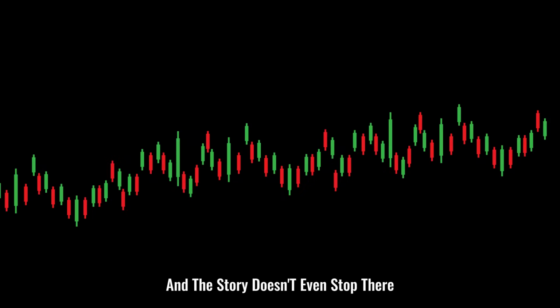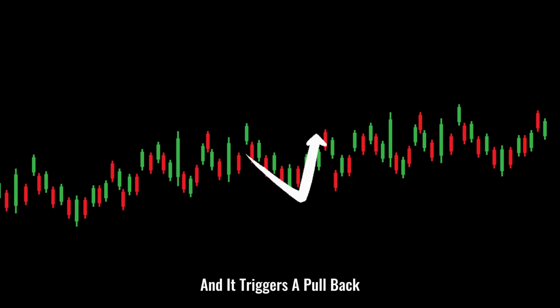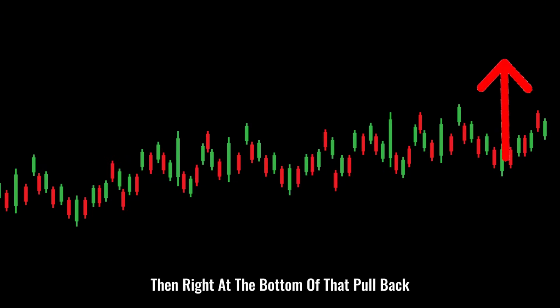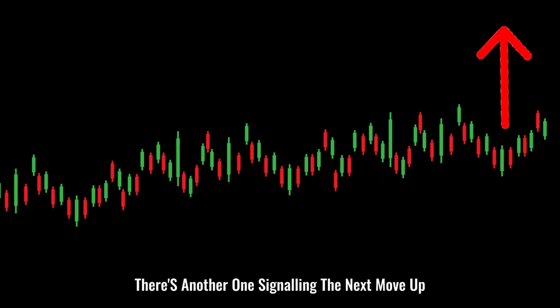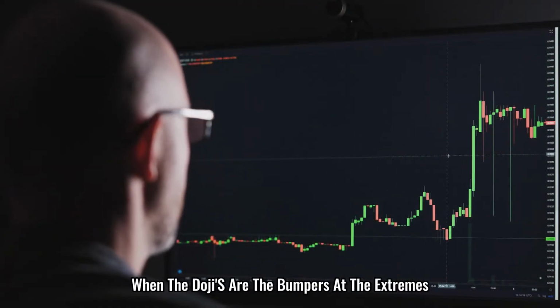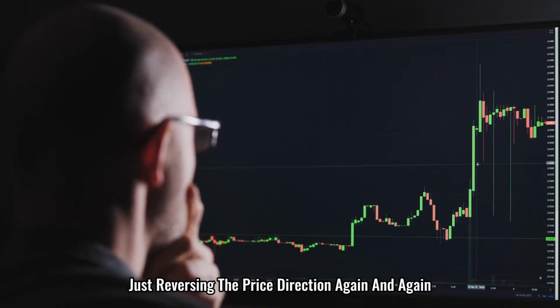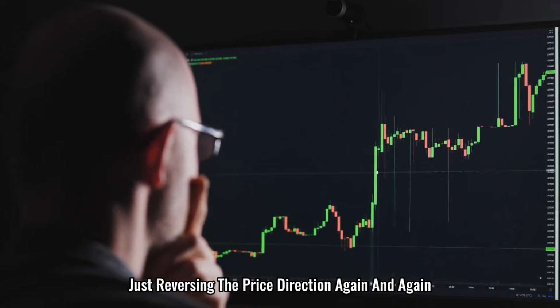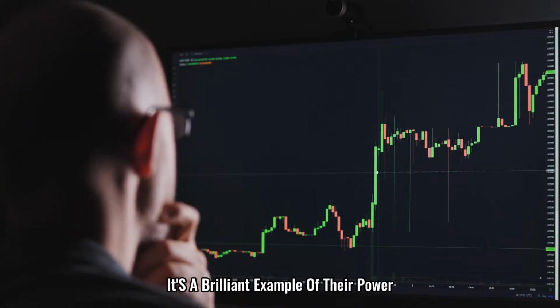And the story doesn't even stop there. After that first rally, look, another doji appears at the top, and it triggers a pullback. Then, right at the bottom of that pullback, there's another one, signaling the next move up. It's almost like watching a pinball machine, where the dojis are the bumpers at the extremes, just reversing the price direction again and again. It's a brilliant example of their power.